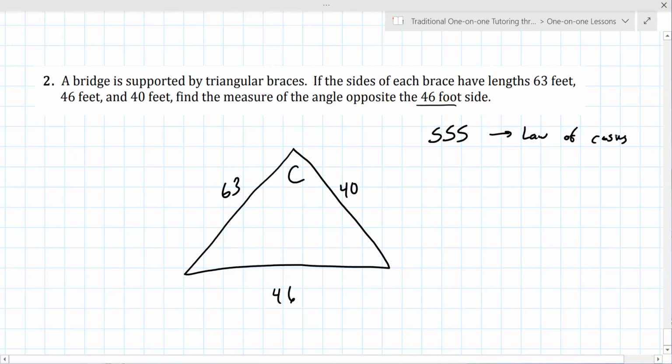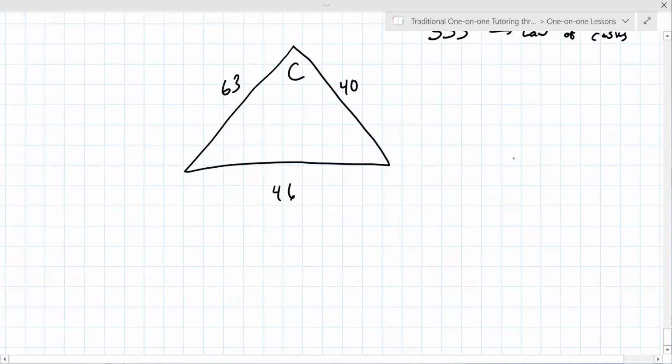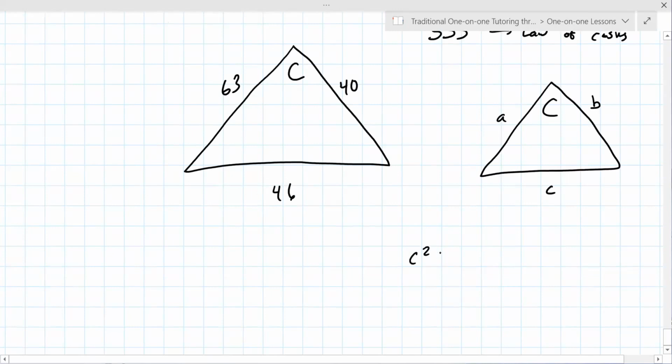Okay. And little c, you can really draw the triangles any way you want, but big C is always across from little c. Then it doesn't actually matter where you go with A and B. But since you're trying to find big C, you use C squared equals A squared plus B squared minus 2AB cosine C. And then this time you're solving for this.